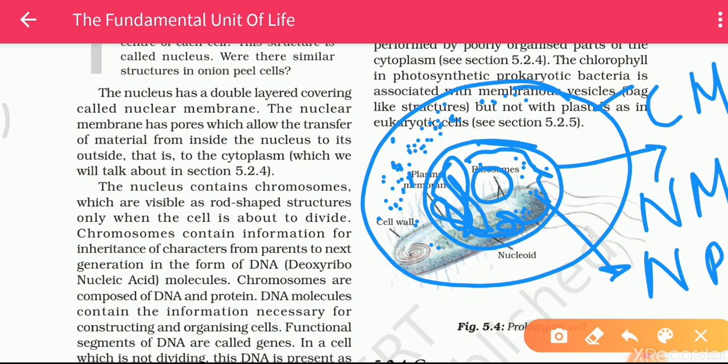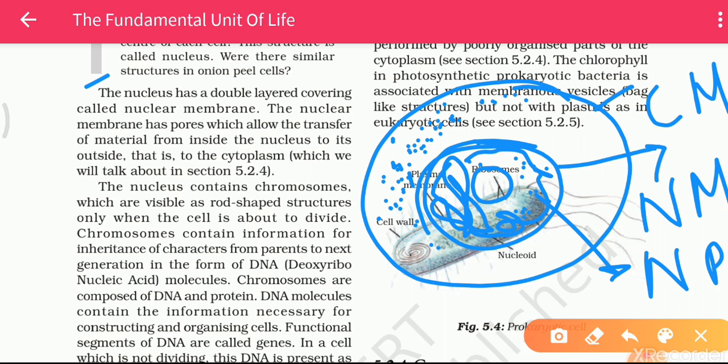Okay, let's start now. First one, the nucleus. Students, where is the nucleus? The nucleus is present in the center of the cell. The nucleus has a double layered covering called the nuclear membrane. The nuclear membrane has pores which allow the transfer of material from inside the nucleus to its outside.